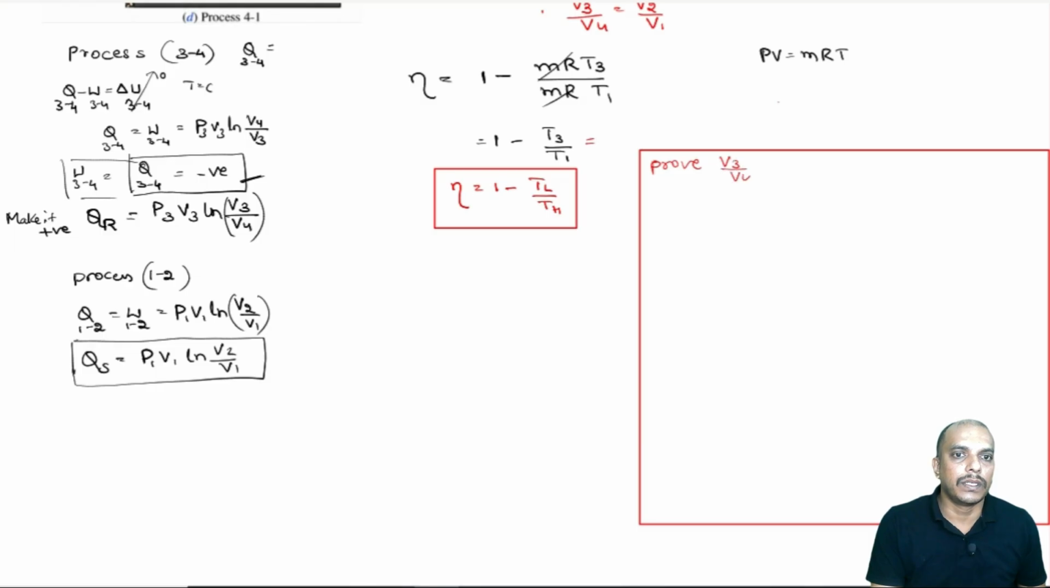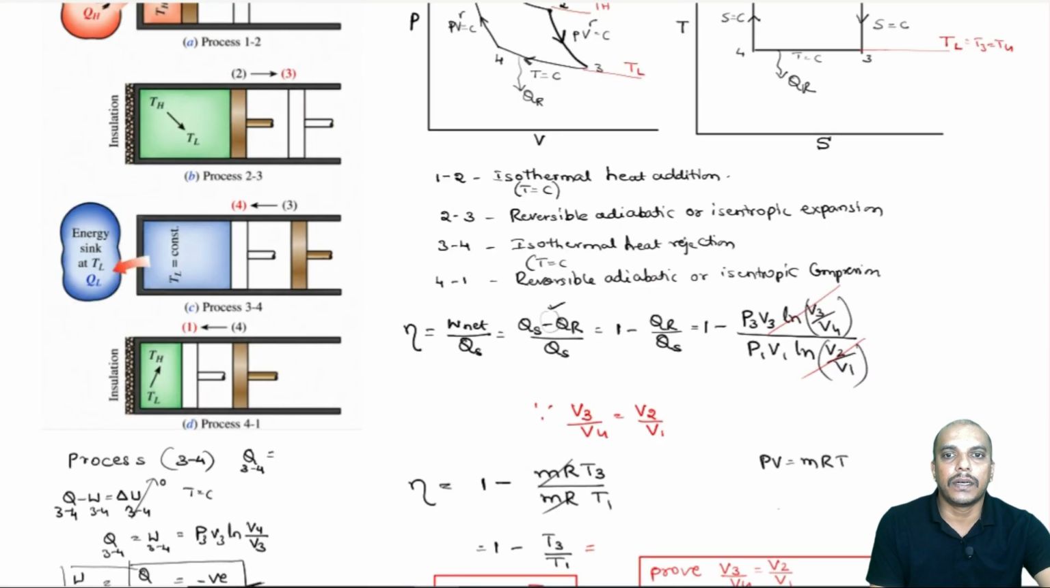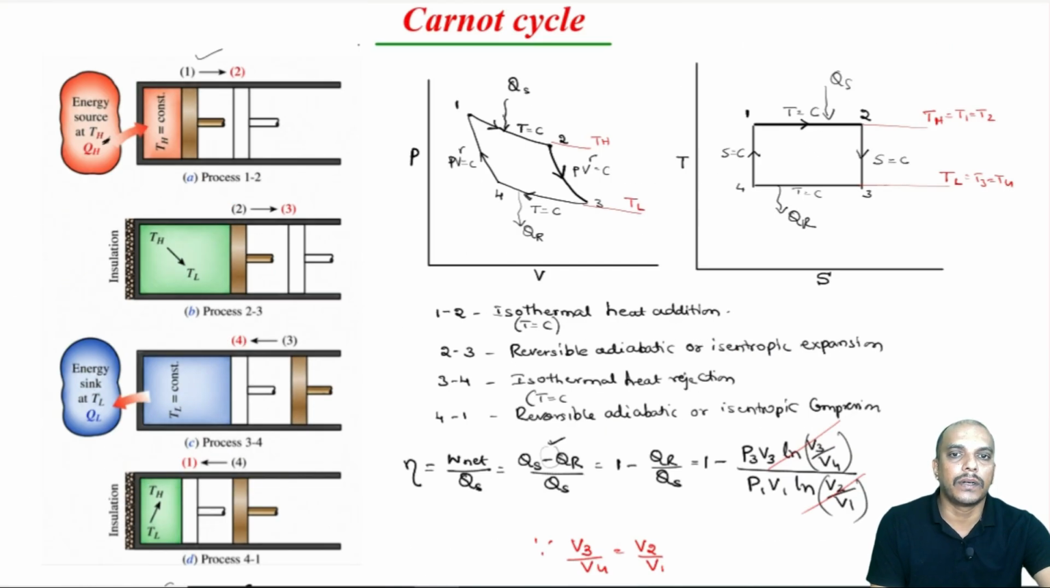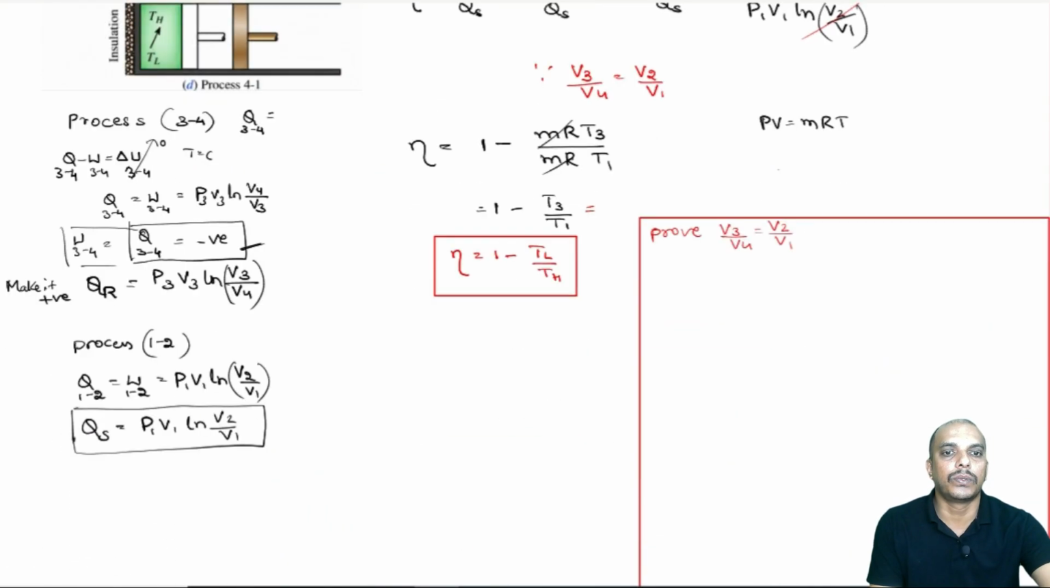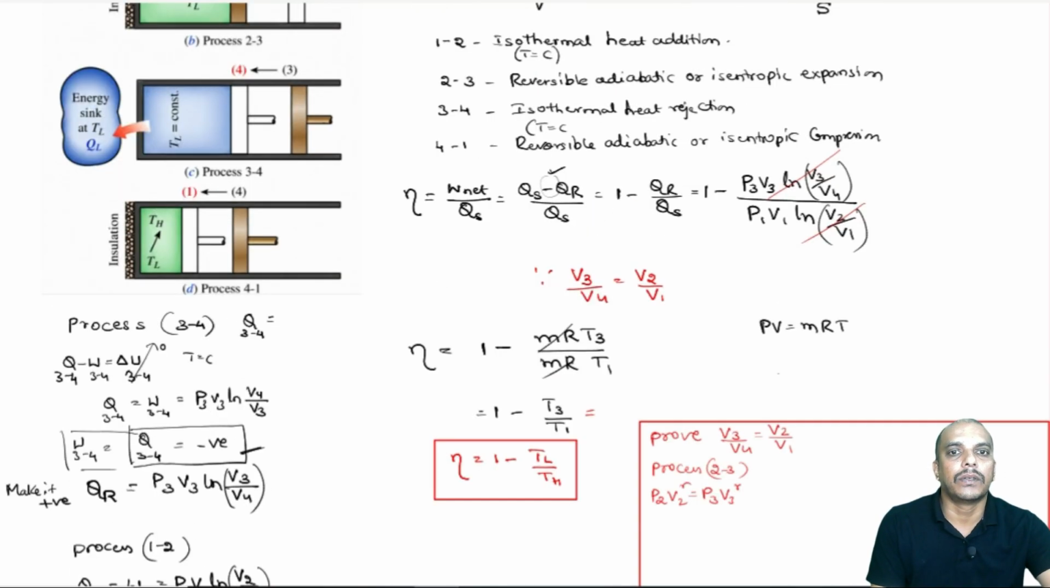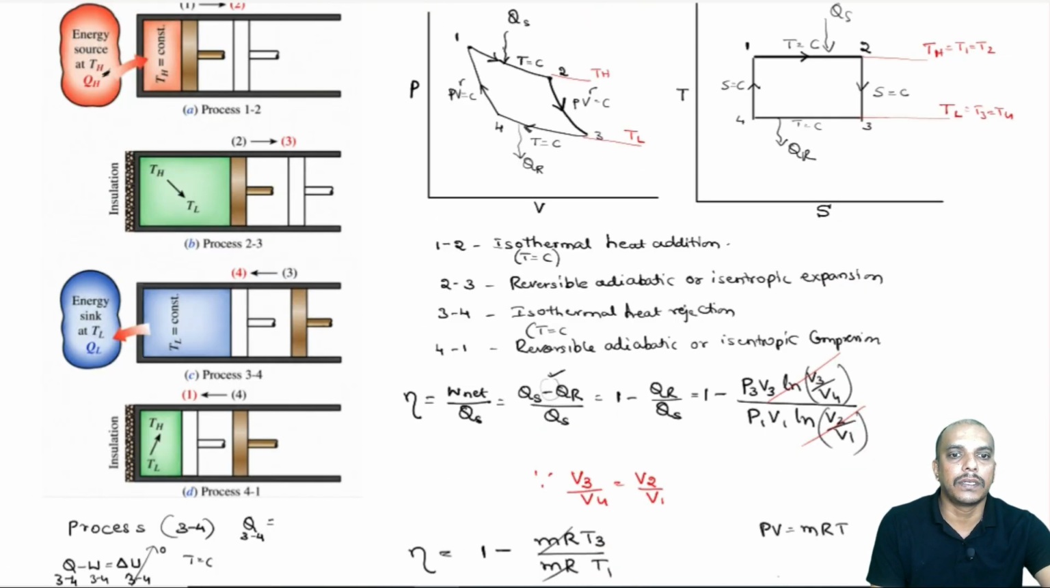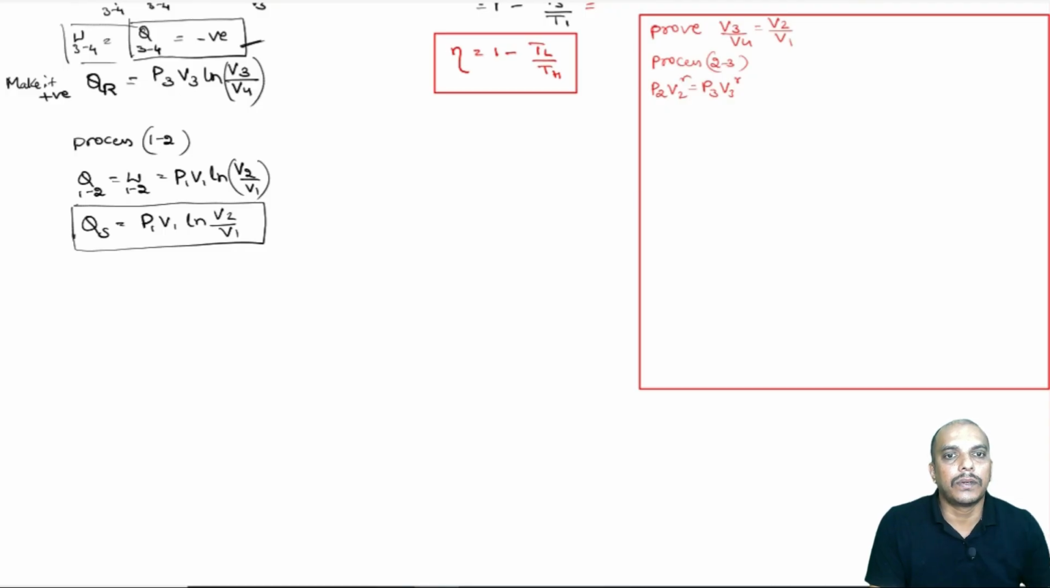Now prove V3 by V4 is equal to V2 by V1. Now let us consider the process 2 to 3. So what we can write is P2 V2 power gamma is equal to P3 V3 power gamma, correct? Because PV power gamma is equal to constant.